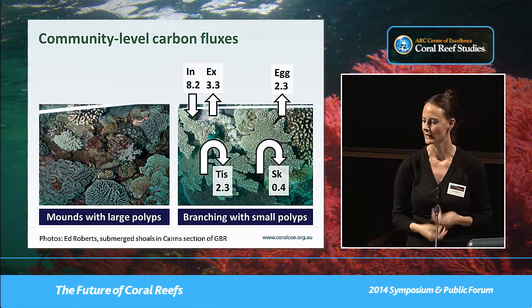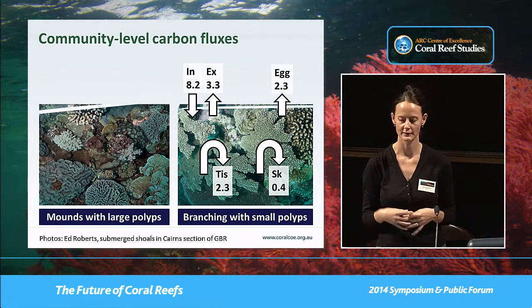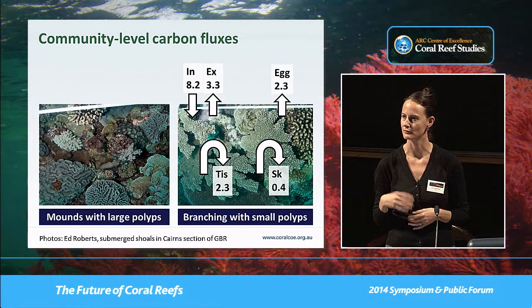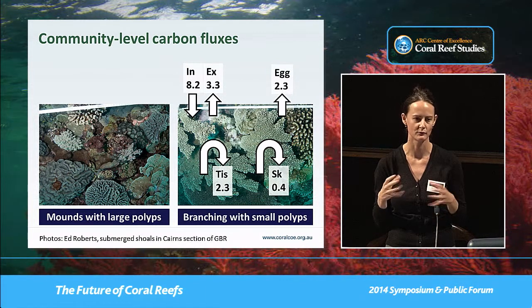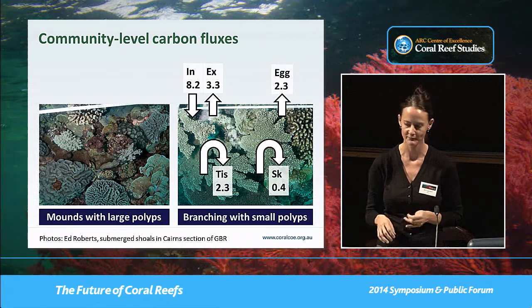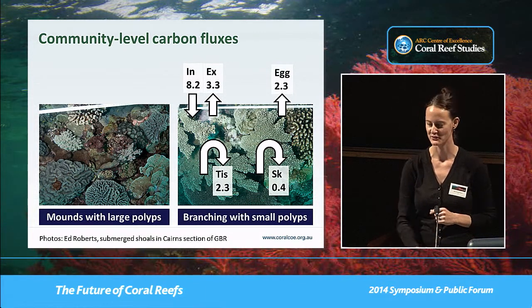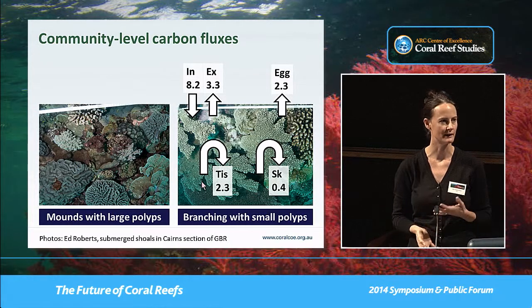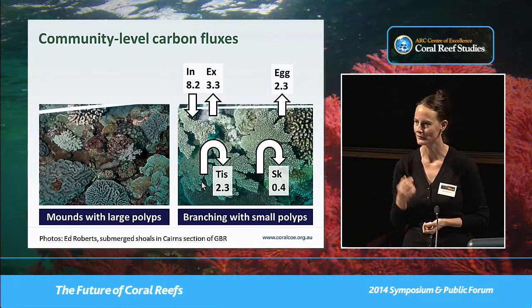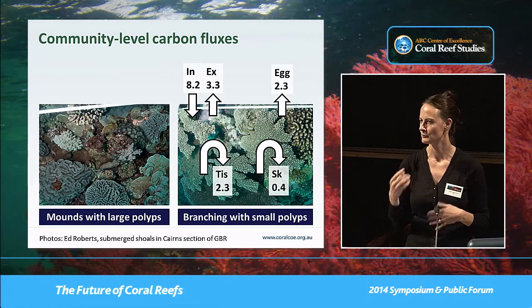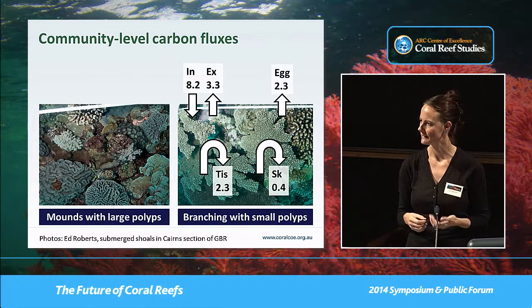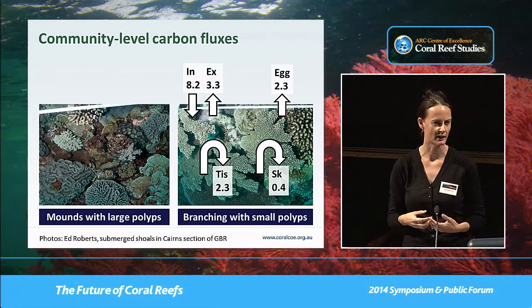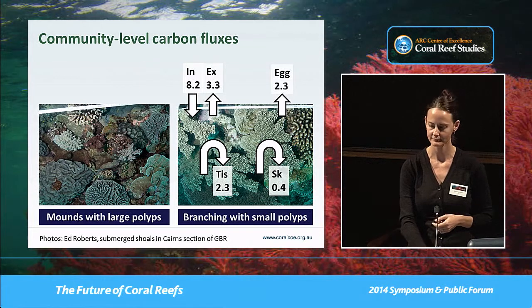So in the case of the Acropora-dominated community, the numbers here are in units of grams of carbon fixed per patch reef per hour, but don't worry about the units for now, just focus on the numbers. So we have about 8.2 units coming into this community, about 3.3 being exported as excretion, 2.3 as eggs, and then most of the energy that's retained in the system is retained as tissue biomass and not skeleton.